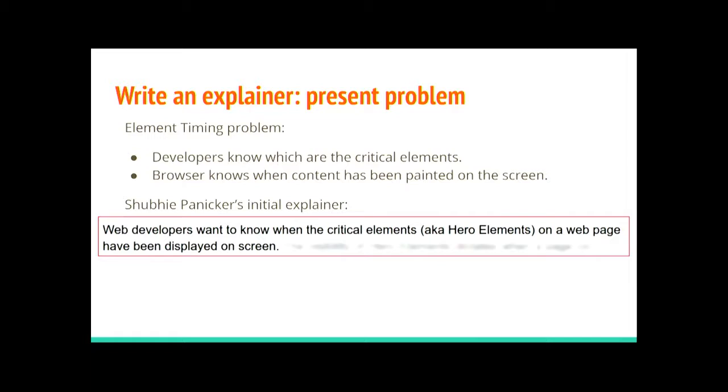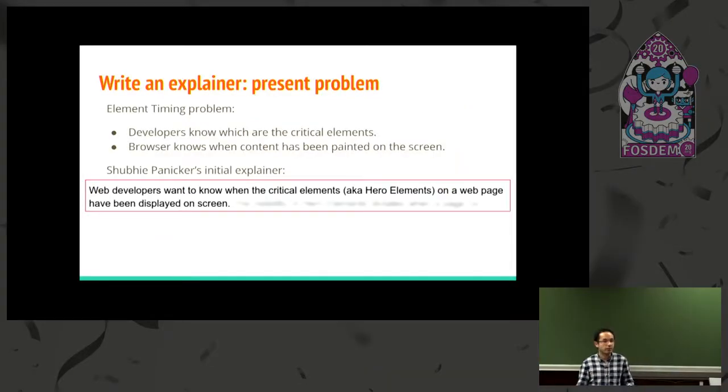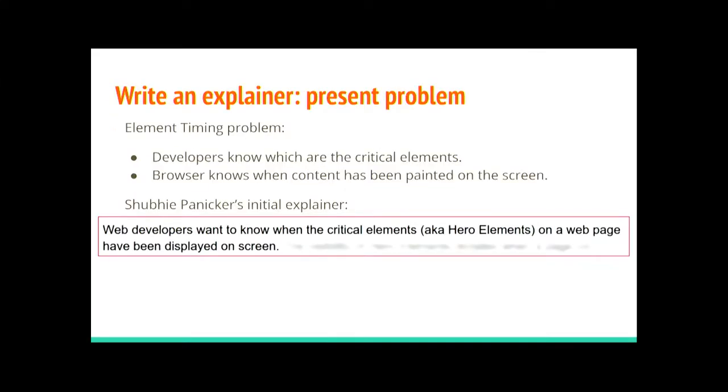Now that we have identified a problem, let's start by writing an explainer. What are the parts of an explainer? The first and most important part is to present the problem. In the case of element timing, we have the following problem. Developers know what content is important to them, what they want to know has been rendered on the screen for the users, and browsers are the ones who actually paint this content, so they are the ones that can compute when that content has been rendered. From Shubi Panicker's explainer, it can be summarized as: web developers want to know when the critical elements on a web page have been displayed on the screen.